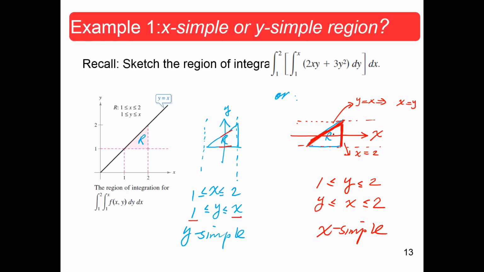Or you can go x simple, drawing an arrow from left to right. The first function it intersects will be x equals y, so that's the lower bound. The second function it intersects is this vertical line segment, which is x equals 2. So that's going to be the lower and upper bound for the x simple region. So the triangular region could be both x simple or y simple, because you can draw arrows either from bottom to top or left to right.